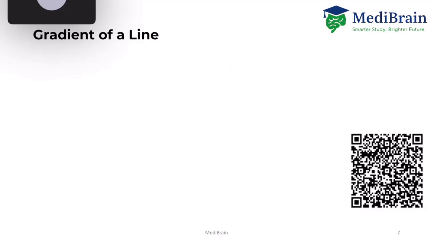Okay, so what we're going to do now is move on to working out the gradient of a line. So we're going on to the gradient of the line now. You've not missed anything. The gradient of a line is basically the steepness of the line. That's what the gradient means.